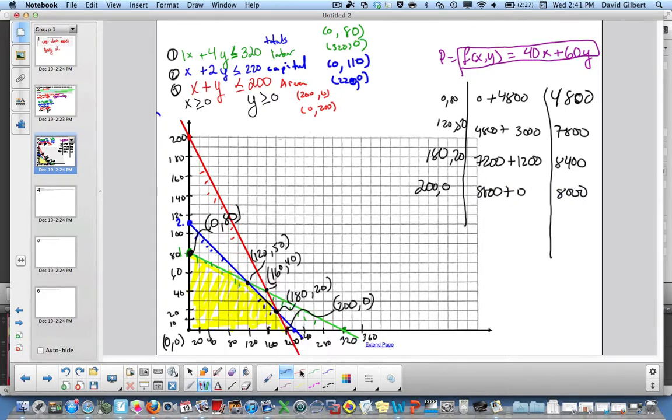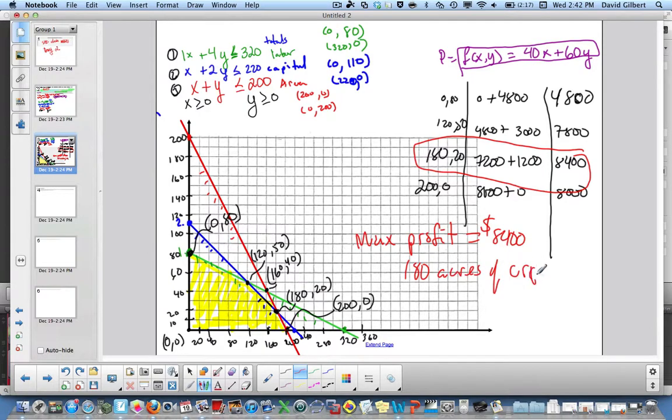So our optimal point is this. So the max profit equals $8,400, and that occurs when we have 180 acres of crop 1 and 20 acres of crop 2. So that is answering the question that was being asked.